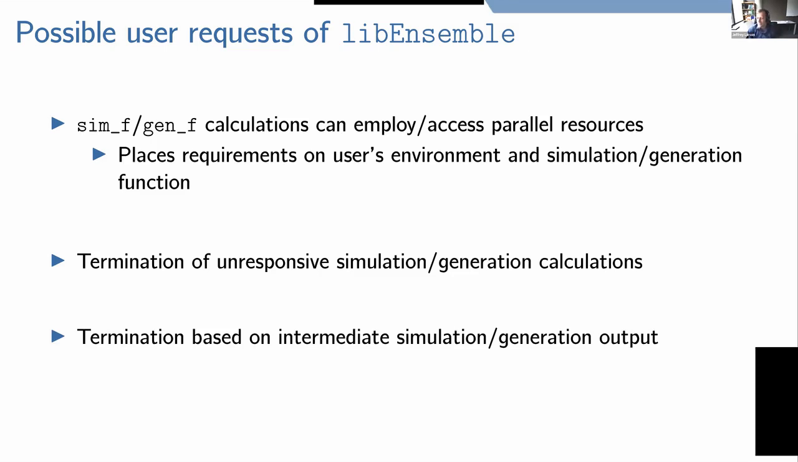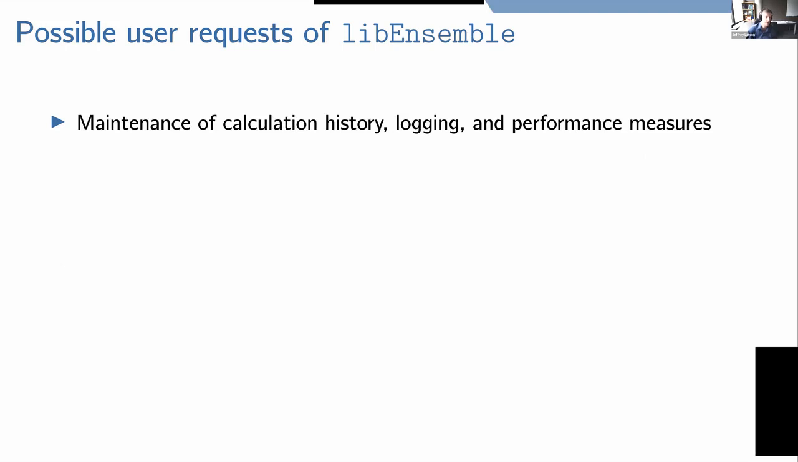Termination based on intermediate simulation output. You can observe, say, partial simulation output and determine that, hey, this is a bad set of parameters. I want to stop this simulation. It's hanging, it's crashing or something, and try to get those resources back. We have examples of that.